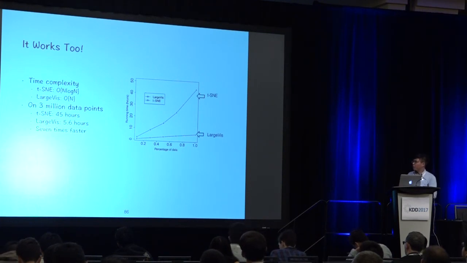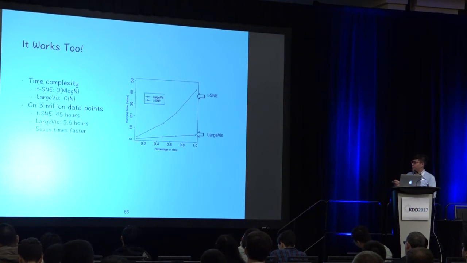So this is the efficiency comparison between t-SNE and LargeVis. The x-axis is the percentage of data sampled from 3 million data points, and the y-axis is the running time of the two models. We can see that LargeVis significantly outperforms t-SNE, especially when the number of data points becomes very large, right?